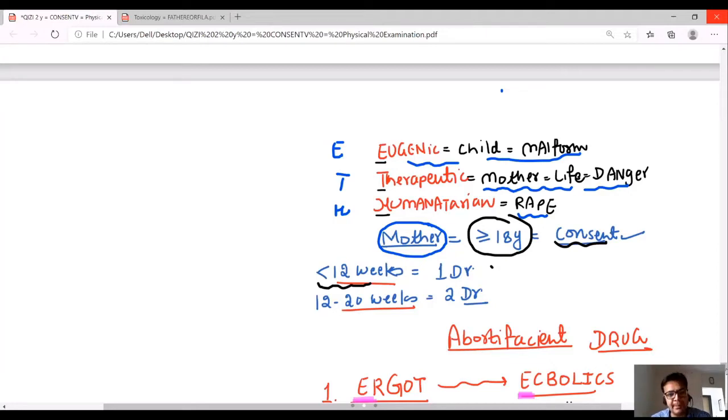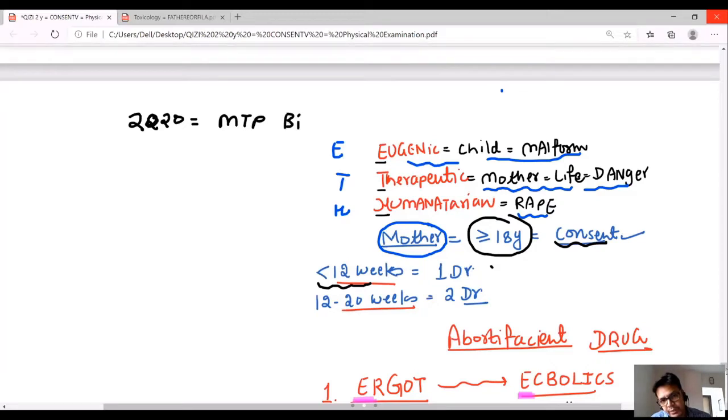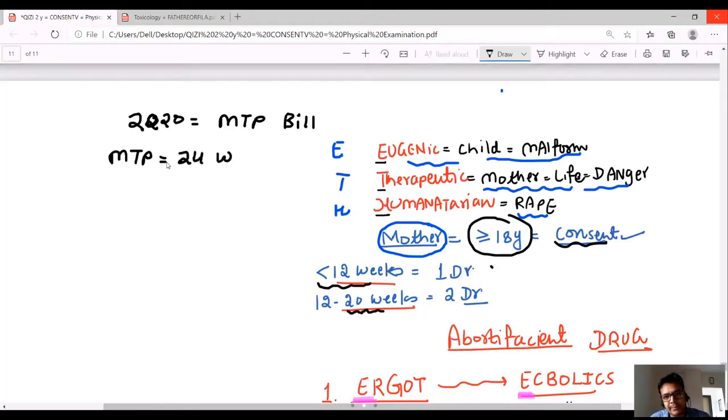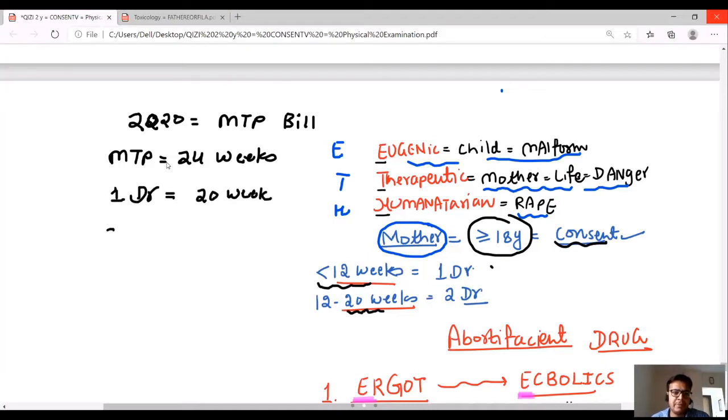There is one amendment in 2020. This is the MTP bill. According to this MTP amendment bill, Doctor, by the Act we can go for MTP only up to 20 weeks. Here you can go for MTP up to 24 weeks. This was the bill. And Doctor, one important thing here: one doctor is required up to 20 weeks, and for 20 to 24 weeks we require two doctors.